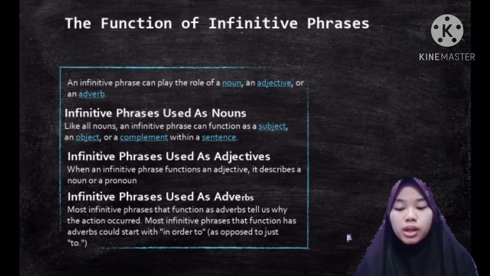Number 2. Infinitive phrases used as adjectives. When an infinitive phrase functions as an adjective, it describes a noun or a pronoun. Number 3. Infinitive phrases used as adverbs. Most infinitive phrases that function as adverbs tell us when the action occurred. Most infinitive phrases that function as adverbs could start with "in order to."